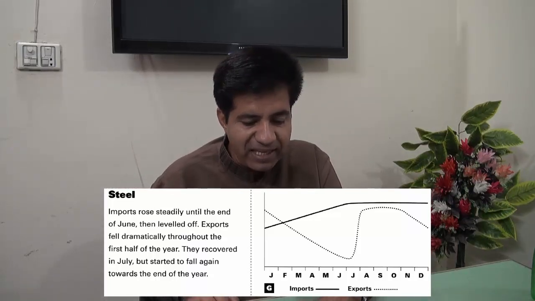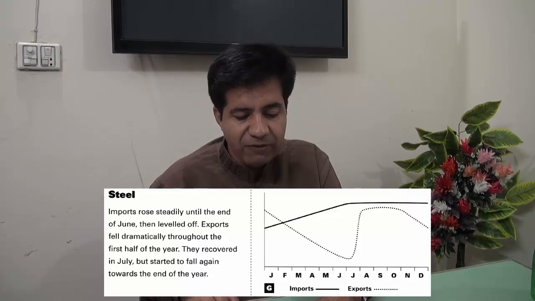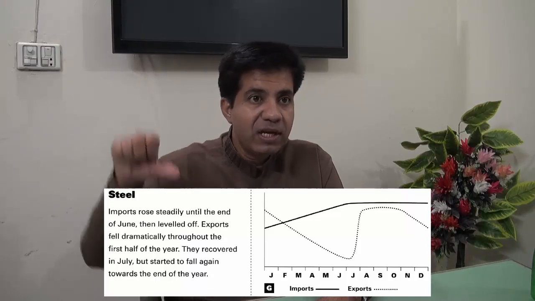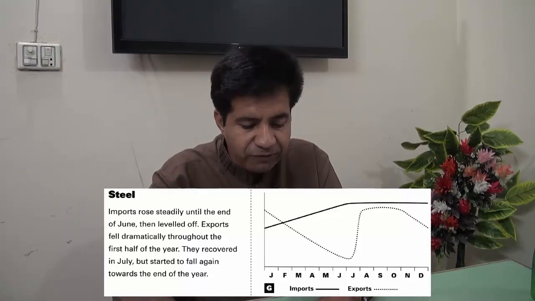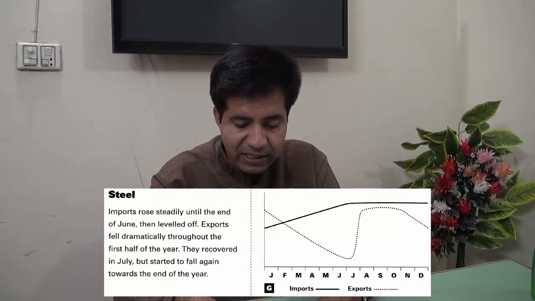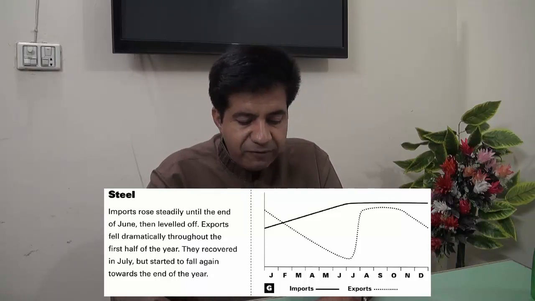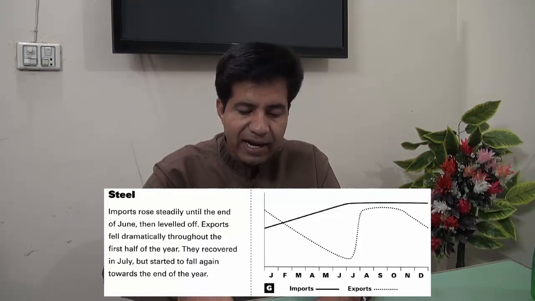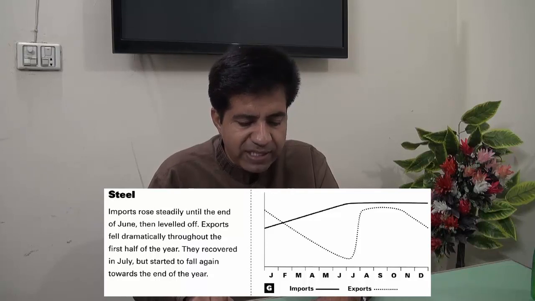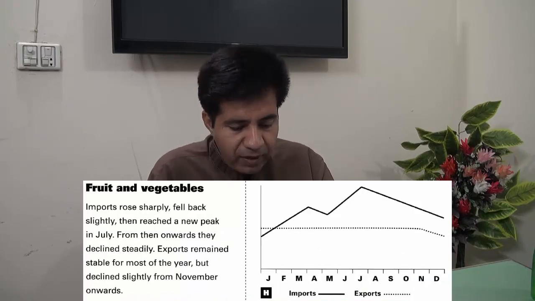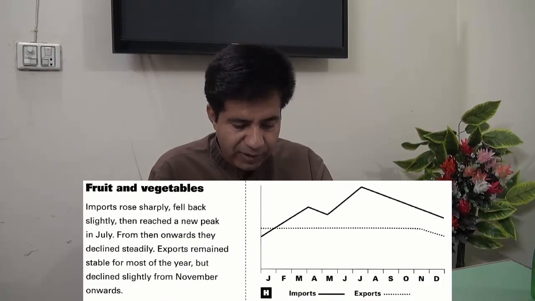Exports fell dramatically throughout the first half of the year, and you can see that. They recovered in July but started to fall again towards the end of the year. Fruit and vegetables, the last one.